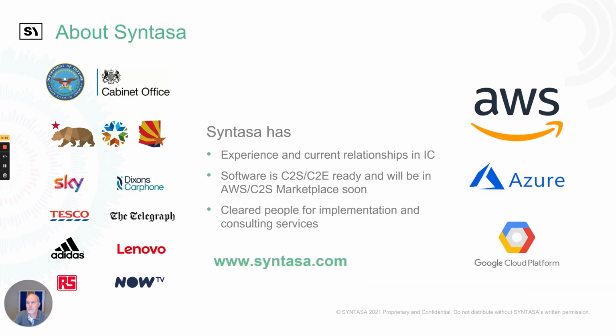So, very briefly, a little bit more about our company, Syntasa. We have been working in the federal government space, the state and local space, and the commercial space for a number of years. We work in all the major clouds: AWS, Azure, and Google Cloud Platform. Also importantly, we have existing relationships in the intelligence community already. Our software is C2S, C2E ready. We'll be in the AWS C2S Marketplace soon. We have cleared people available for implementation and consulting services.